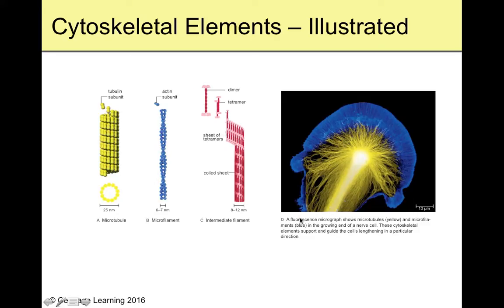And so here we have, this is such a cool picture. I had told you before that they would add color into electron microscopy to make it more apparent what's going on, and this is what they've done here. So a fluorescence micrograph showing these microtubules that are yellow and microfilaments that are blue in the growing end of a nerve cell. Very cool picture. And so these guys are guiding and supporting a nerve cell as it grows out. And so that's one of the many jobs they do. But you can see that a lot of that cell is made of these supportive structures.